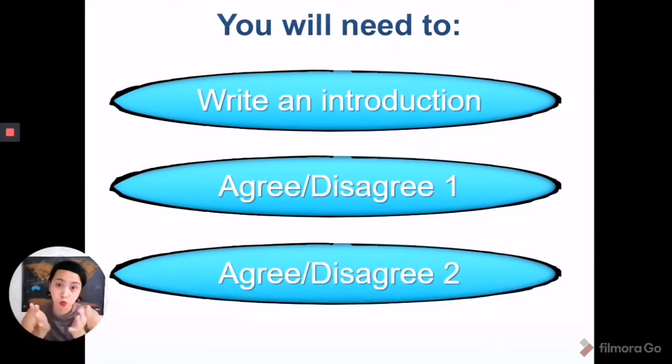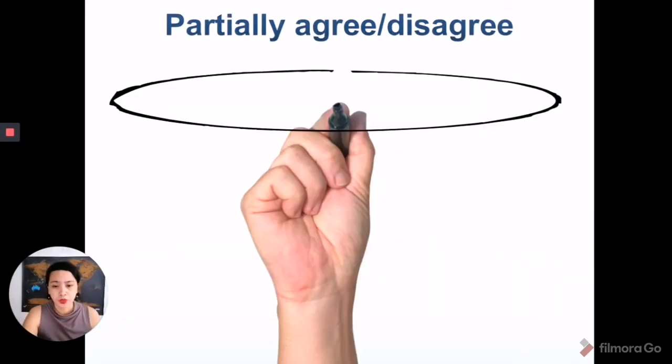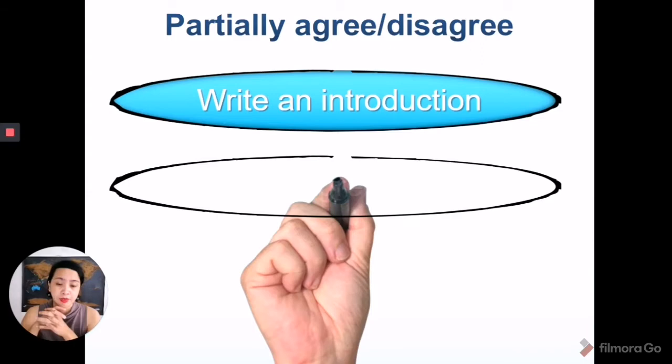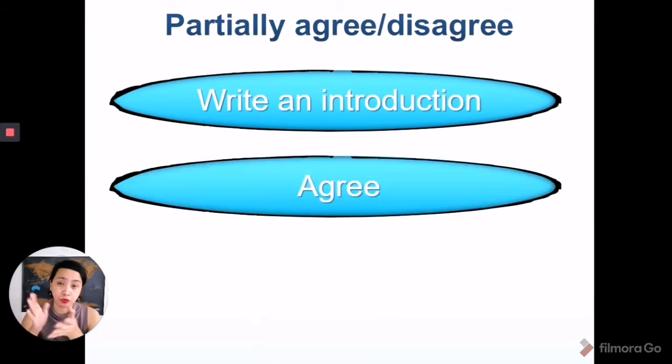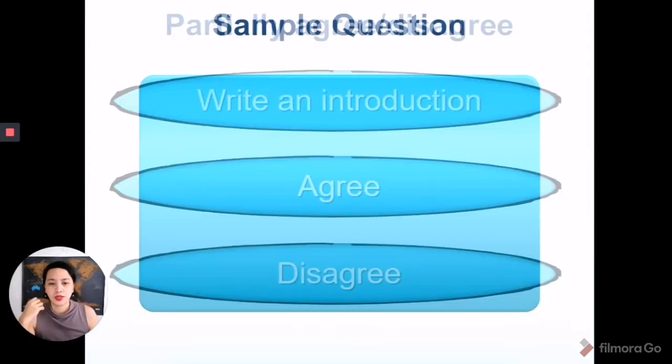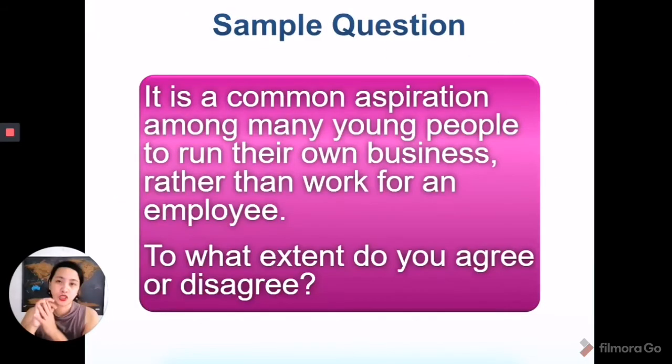So Maricel, what if I don't completely agree? So, if you somewhat agree or partially agree, then you will have a different structure. This is how you structure it if you partially agree or disagree. Same thing, you will need to write an introduction, and then you give your first body paragraph on why you agree, and then your body paragraph 2 on the other reason why you disagree, and then you give your conclusion. Now let's look at a sample question.